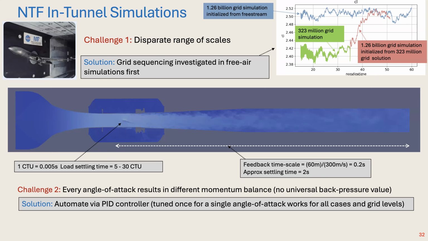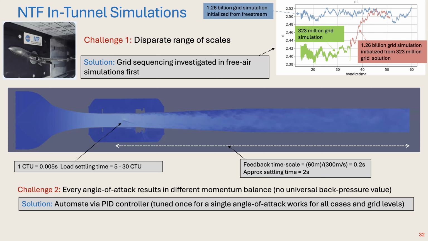The scales near the test article are way smaller, but if you want to include those installation effects, the tunnel dynamics take forever to settle down. You specify the back pressure, and that creates waves, and those waves travel so long to come back and forth. And if you really want to do it the way free air does from free stream, it's impossible to have this turnaround time with a fine grid.